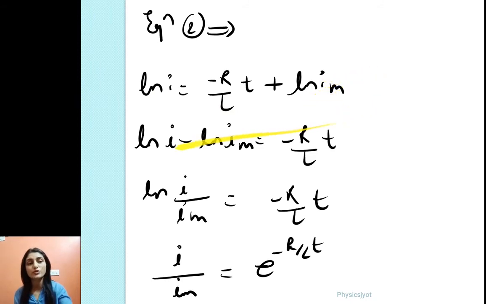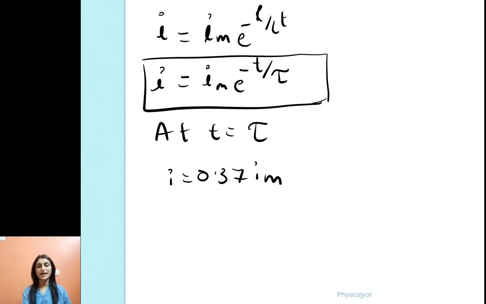Shifting this log Im to the LHS, log A minus log B, I will get log A upon B equals minus R upon L into T. So I will get I upon Im equals e raised to minus R upon L into T. Shifting Im to the other side, I will get I equals Im e raised to minus R upon L into T. So if you substitute t equals tau, that is t upon tau, you will get Im e raised to minus 1. Value of e is 2.718 raised to minus 1. So you will get I equals 0.37 Im.